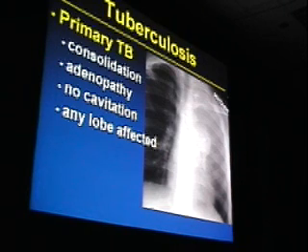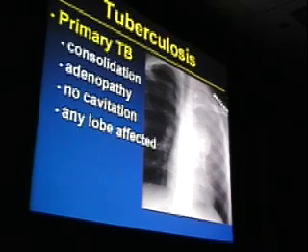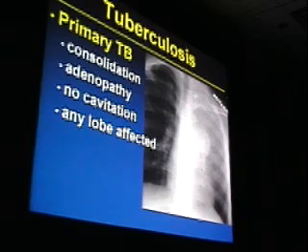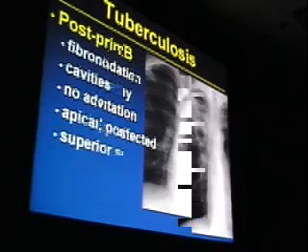Now it's increasingly an adult disease in the Western world. It typically presents with areas of airspace consolidation, which may be relatively minimal or involve an entire lobe. The hallmark, particularly in children, is adenopathy. So when you see a lot of adenopathy, particularly unilateral in the setting of infection, think about primary TB. Cavitation is not. And the other important key point is that any lobe of lung can be affected. So if it's a middle lobe or lower lobe, don't exclude primary TB based upon location.